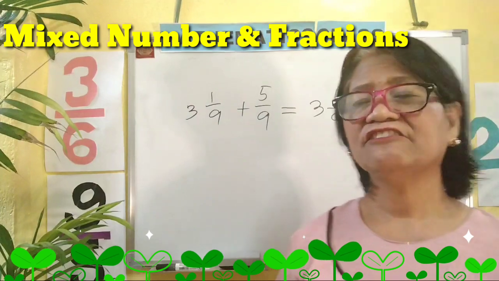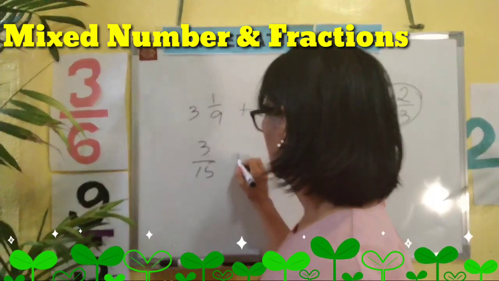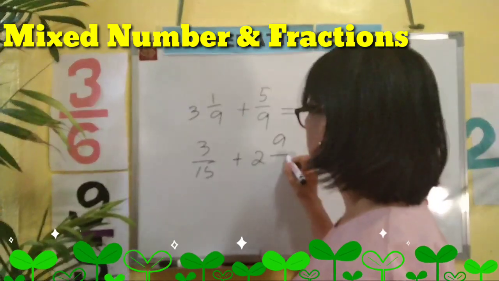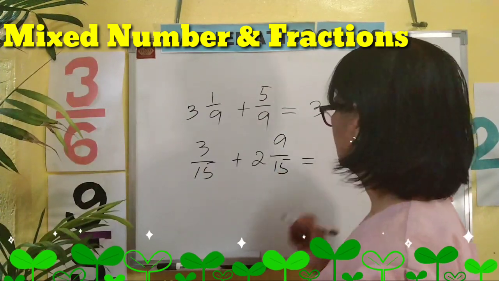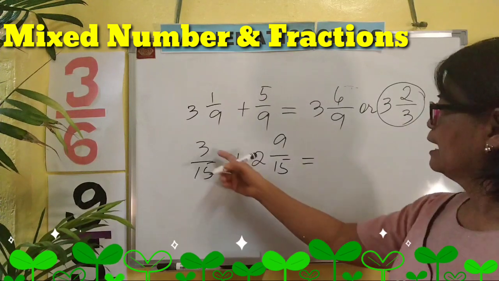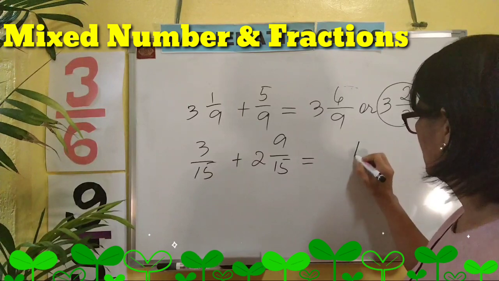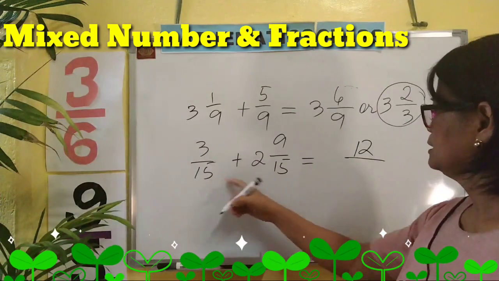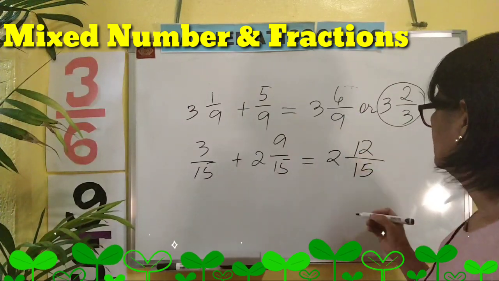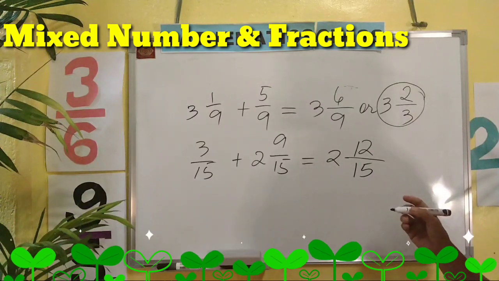Another example is 3/15, which is a fraction, plus 2 and 9/15, which is a mixed number. Okay, let us find out the sum. First, let us add the numerator by the numerator. 3 plus 9 equals 12. Copy the common denominator of 15 and then copy the whole number. So, your answer is 2 and 12/15.